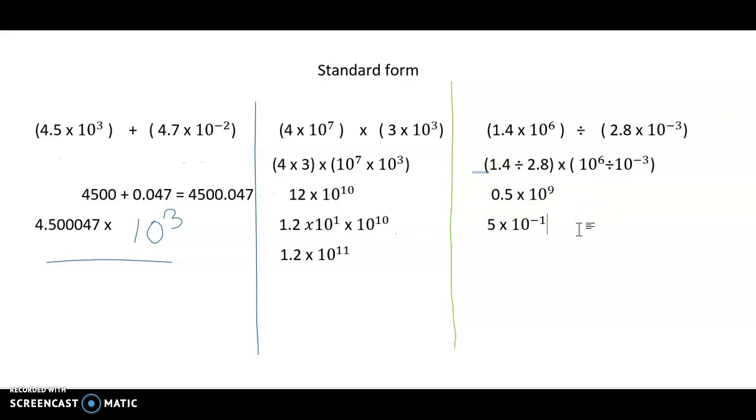Because I have to move it one place to make it 5, and it's a small number. And then I've got my number here. So I'm timesing by that. Okay, and remember, we combine these together, so we end up with 5 times 10 to the power of, and these are adding together. So minus 1 add 9 gives you 8. And that is our final answer.